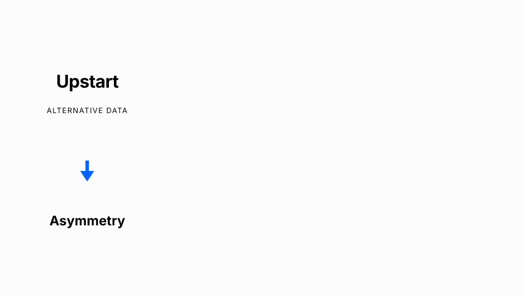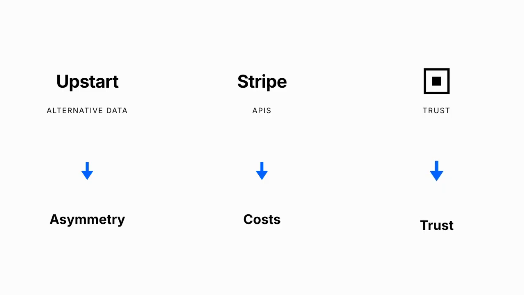Upstart uses alternative data to attack information asymmetry. Stripe's API compresses transaction costs. Blockchain substitutes cryptographic proof for institutional trust.